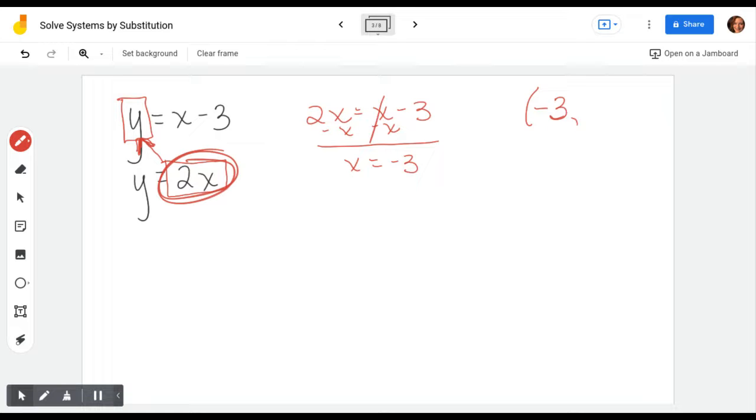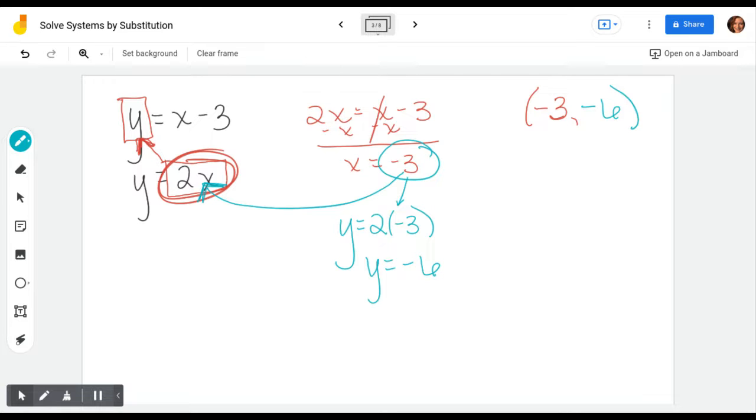Now to get the second part, we've got to find y. So we're going to substitute again. It doesn't matter which equation you use, just pick one. And you're going to take that value for x, and you're going to plug it in for x, and then solve it for y. I just randomly picked the second equation. Honestly, there was no reason. I just did. So I'm going to write y equals, instead of saying 2 times x, I'm going to say 2 times that value that I got, negative 3. So y equals negative 6. There's the second half of my solution.